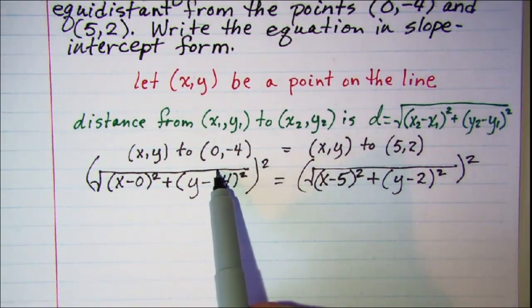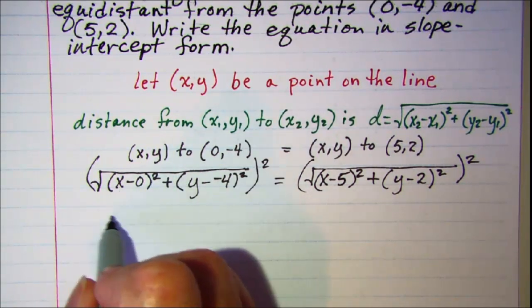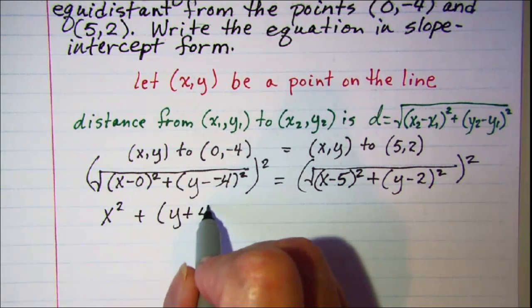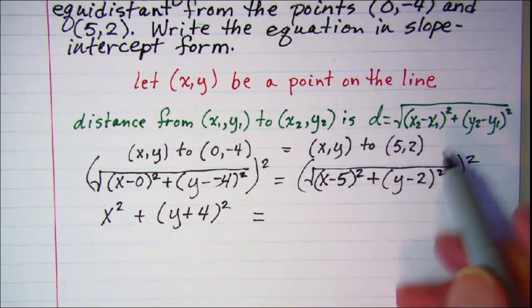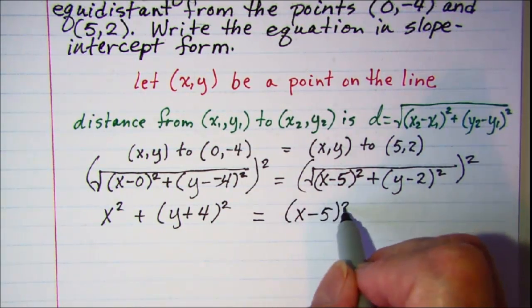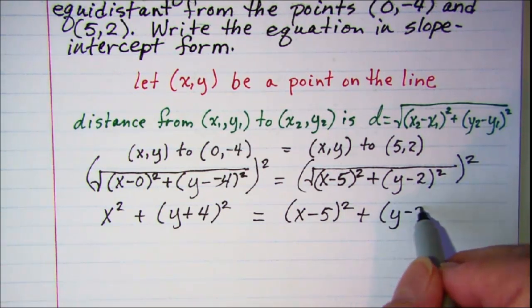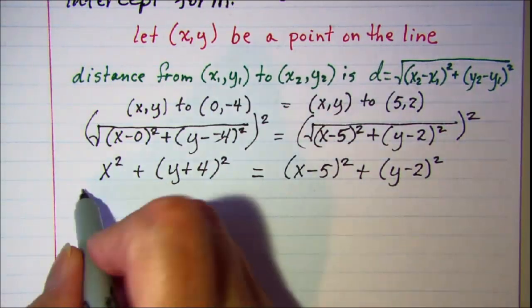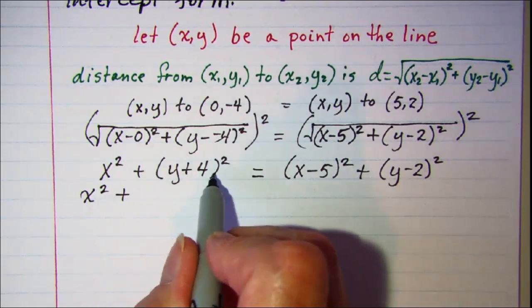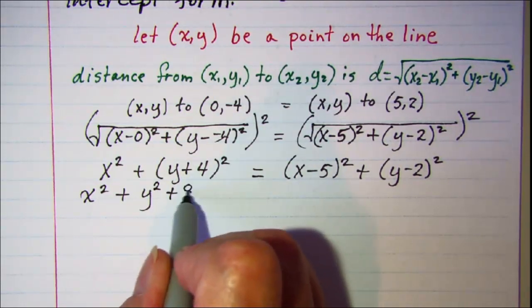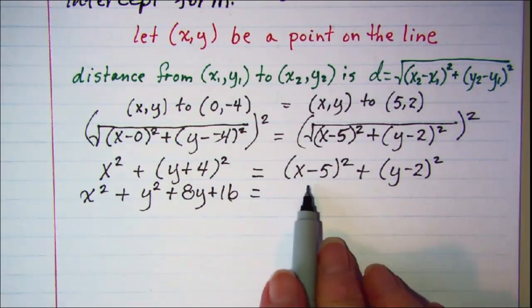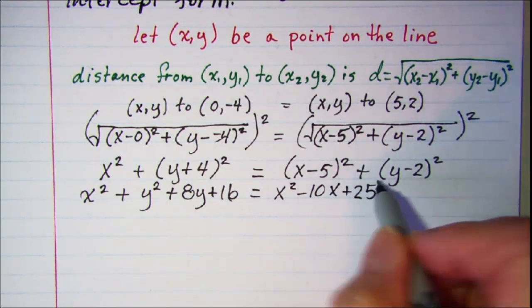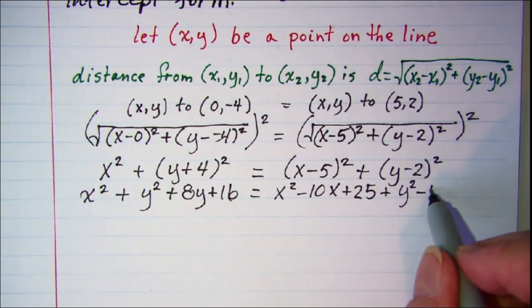This square would remove this radical, and I'll have x minus 0 squared, which is just x squared, and then (y + 4) quantity squared. And on the right side, the square removes this radical, and I have (x - 5) quantity squared and (y - 2) quantity squared. All right, our next step in simplifying is to square these binomials. This one's copied, and then (y + 4) quantity squared is the same as y squared plus 8y plus 16. And on the right side, when we square this binomial, we get x squared minus 10x plus 25. And then y squared minus 4y plus 4.